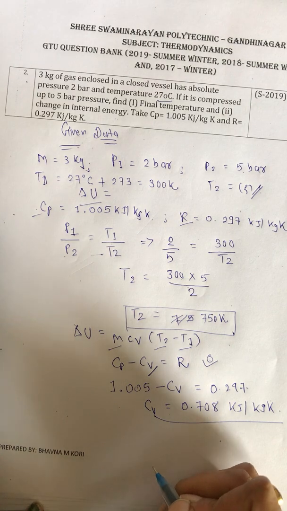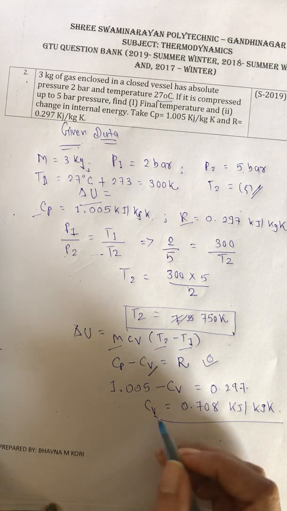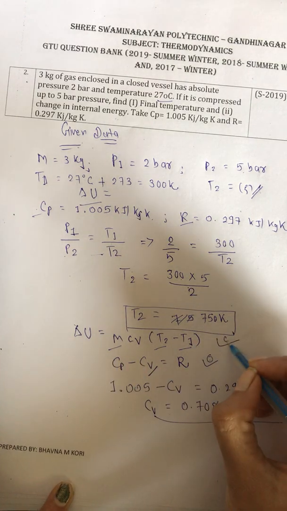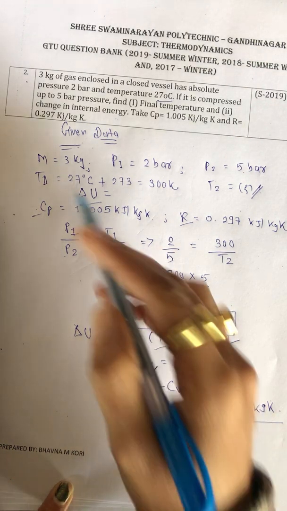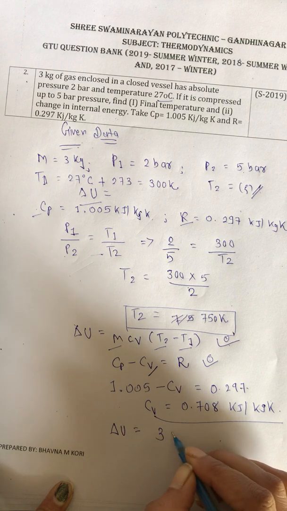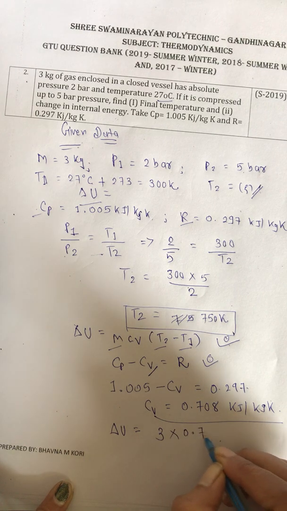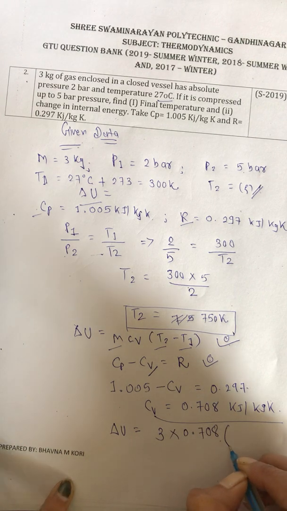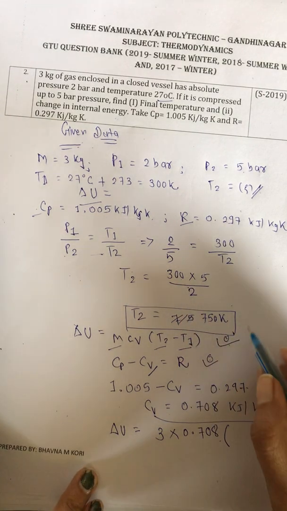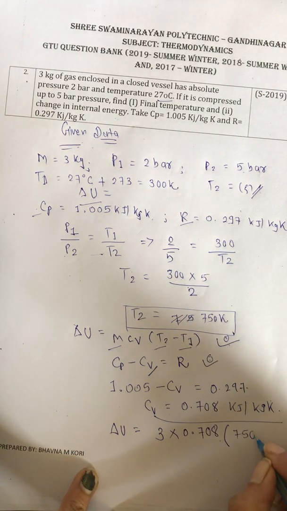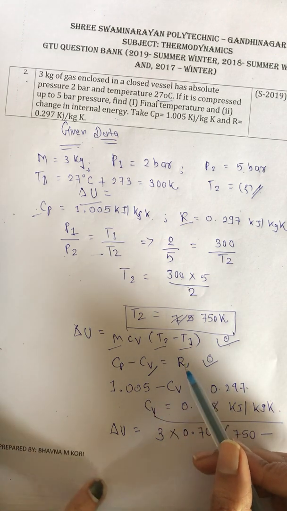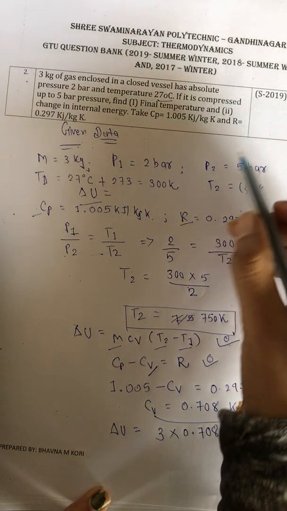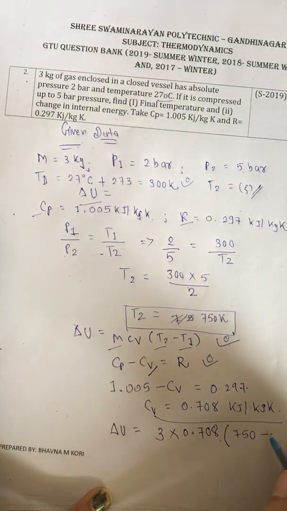Now you can easily find the value of delta U. Put all the values in this equation. Delta U is equal to mass, which is given as 3 kilogram, 3 multiplied by 0.708 into T2, which is 750, minus the value of T1. The value of T1 is 300, that is given, minus 300.